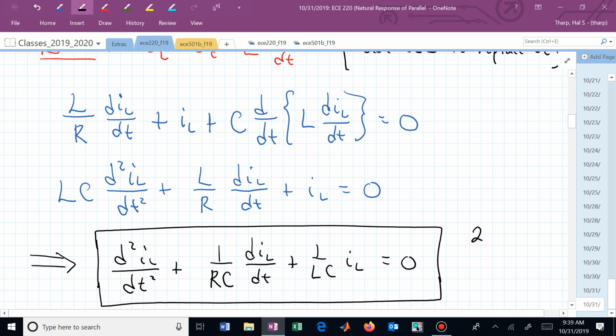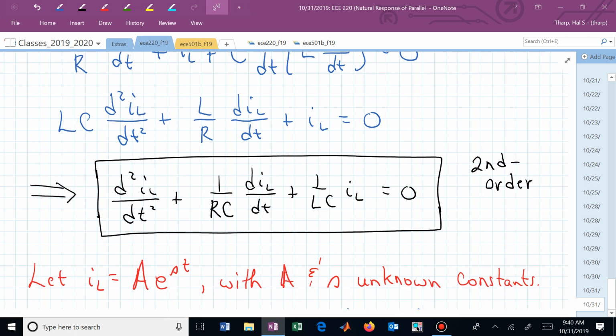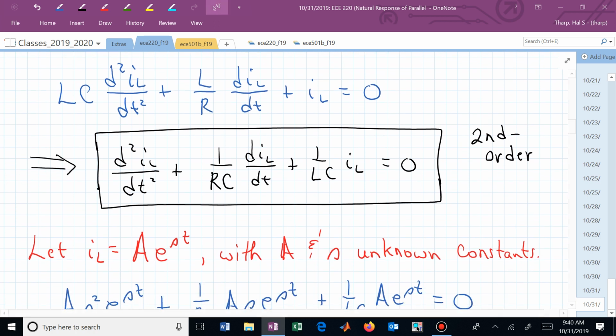And this is now our second order differential equation, which we anticipated because we had two energy storage devices in that RLC circuit. We're still going through the review. We want to find a solution for I sub L. Can we now find an expression for the current in our inductor that will satisfy that homogeneous second order differential equation?